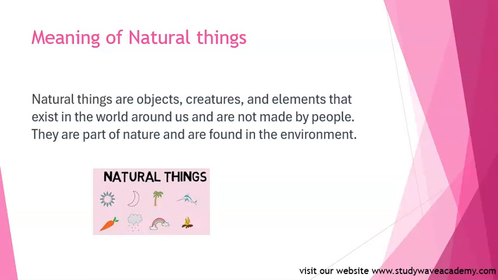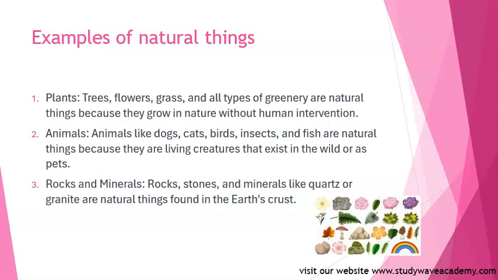Natural things exist in nature and are not created or significantly altered by humans. They occur through natural processes, okay? We're going to be looking at examples of natural things. We have plants. Trees, flowers, grass, and all types of greenery are natural things because they grow in nature without human intervention. Animals. Animals like dogs, cats, birds, insects, and fish are natural things because they are living creatures that exist in the wild or as pets.